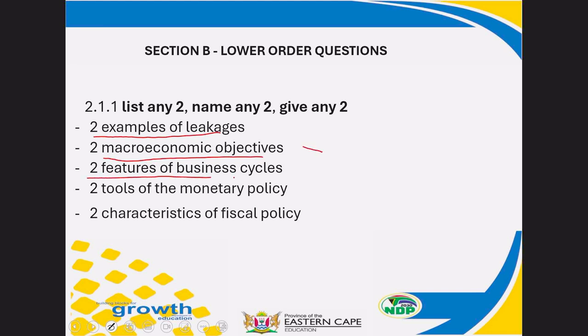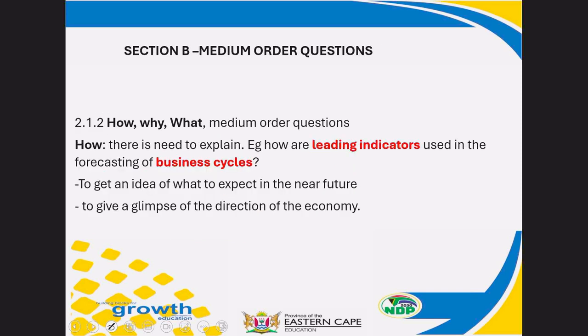Now, 2 features of business cycles. By just studying those easy things, 2 features, 2 characteristics of business cycles, 2 tools of monetary policies, 2 tools of fiscal policies. These are very easy things. You are not forced to write a full sentence. That is why they actually carry 1 mark. You are not going to write a full sentence. You are just showing us that you know the concepts. Those are easy questions that you should actually aim to get.